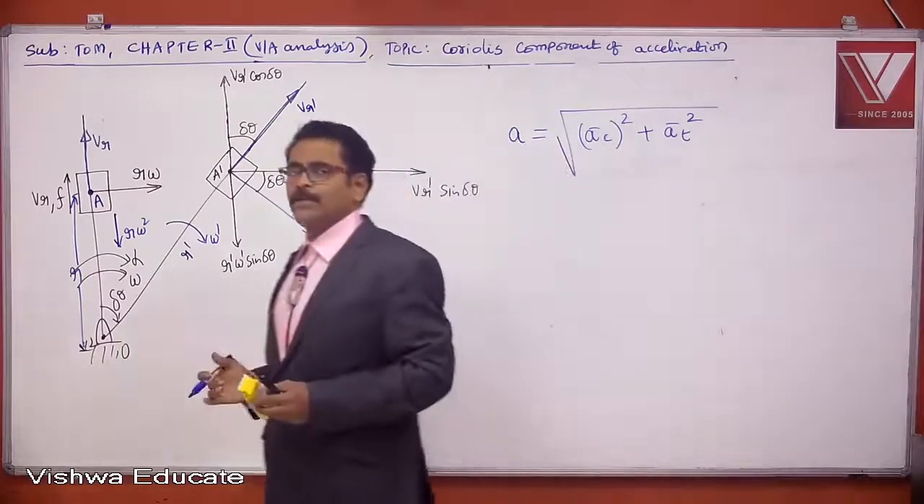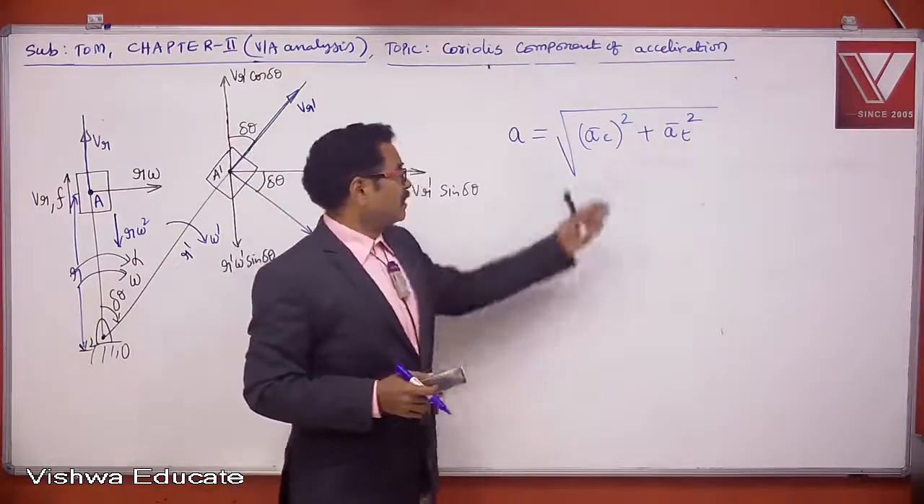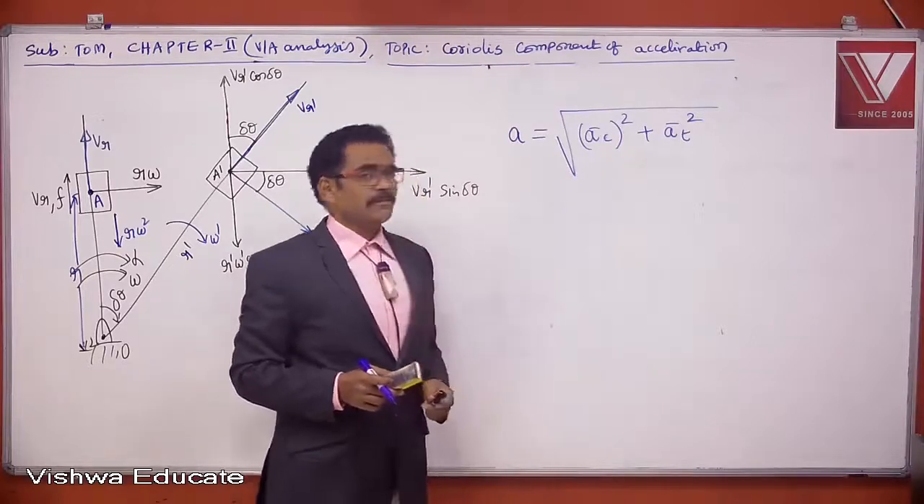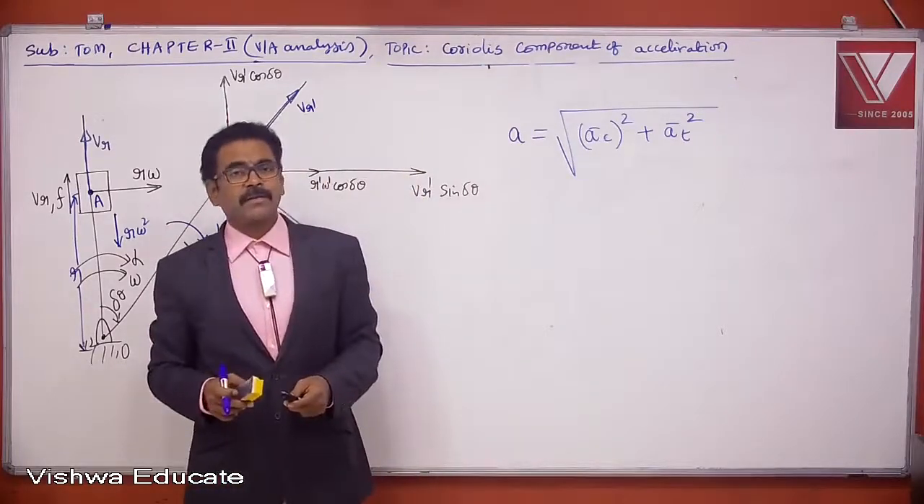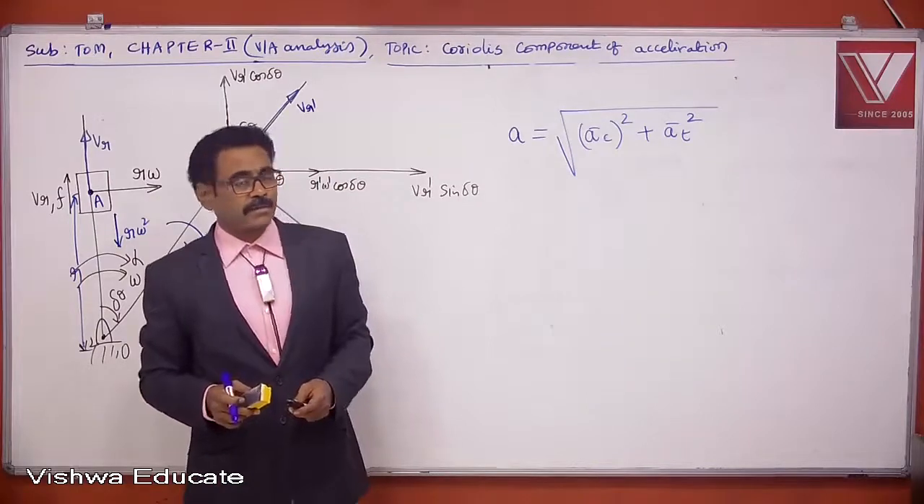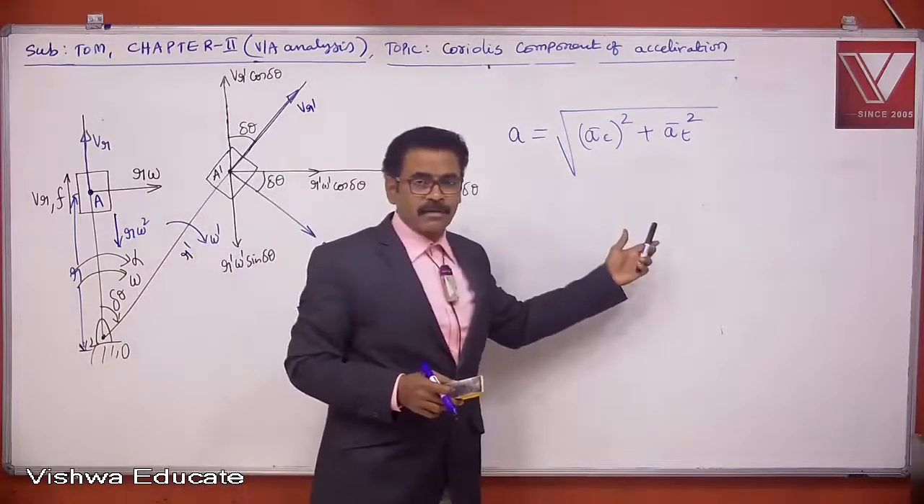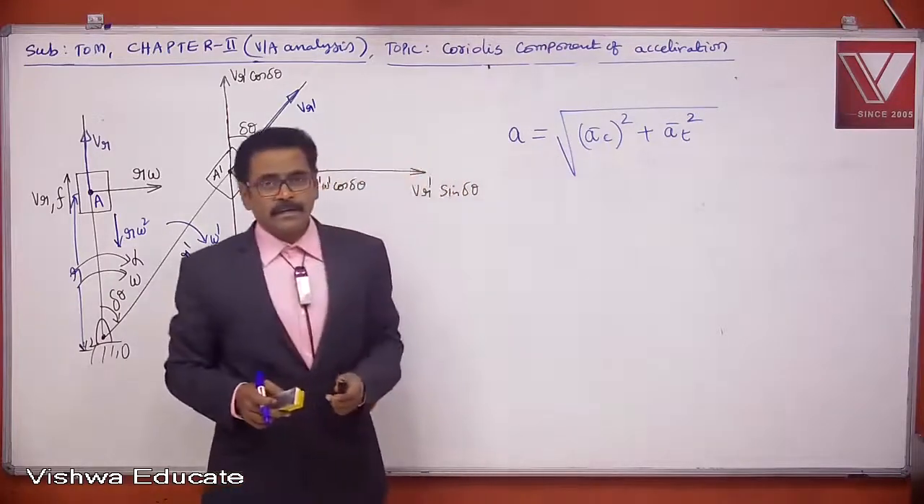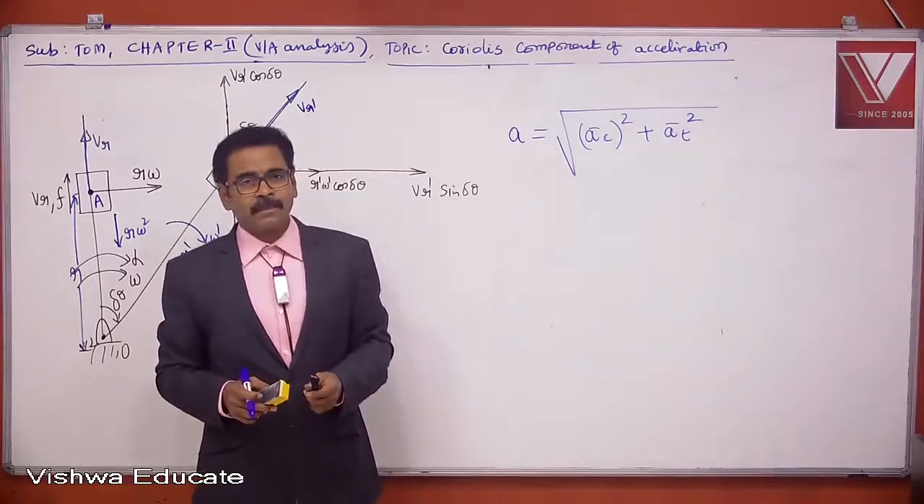How do you find the resultant of two mutually perpendicular vectors? Like this only: A bar C whole square plus A bar T whole square, under root. Try to recall the parallelogram law of forces, right? The same parallelogram law can be applied for accelerations also. So like this you can find the total acceleration of point A.